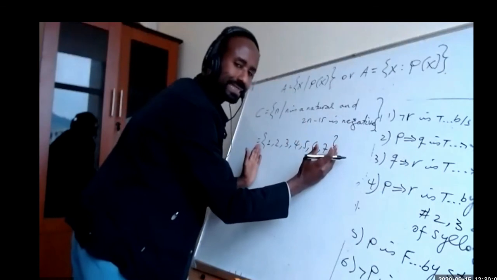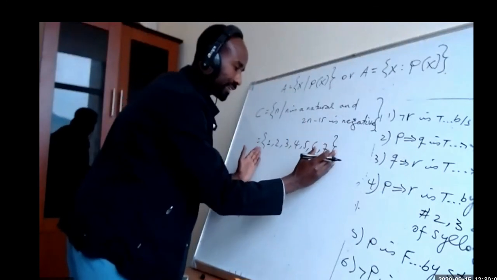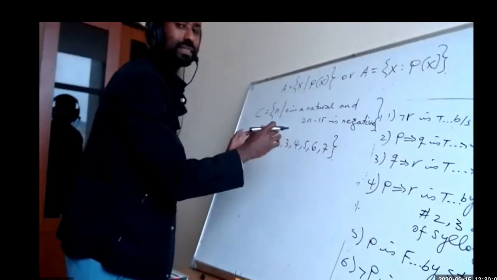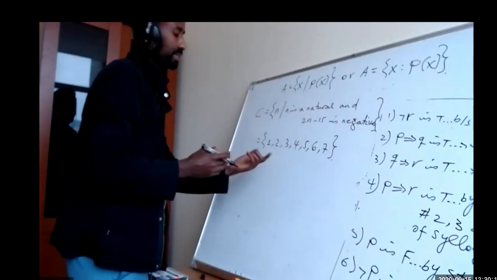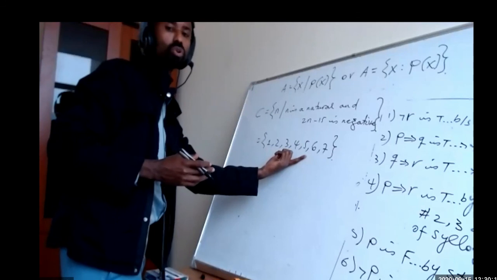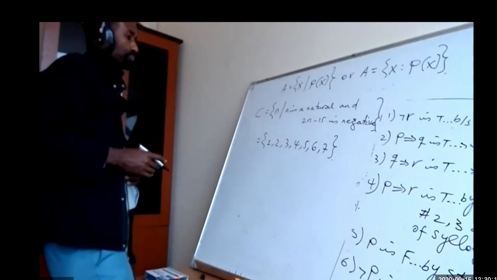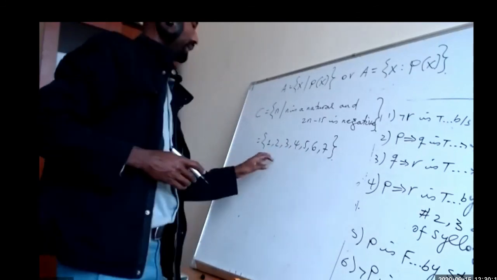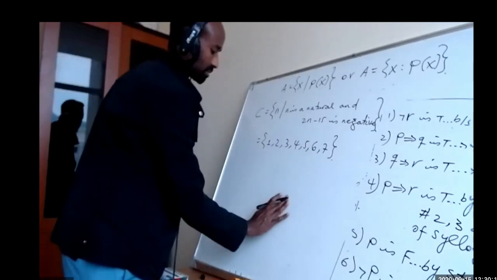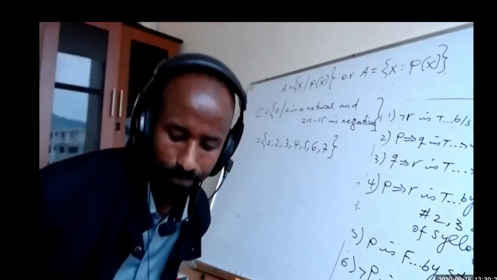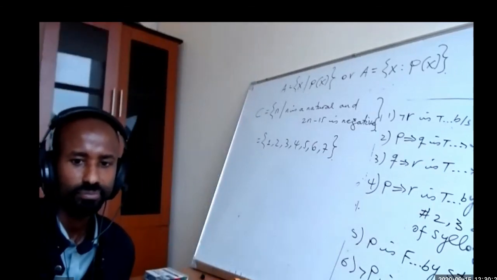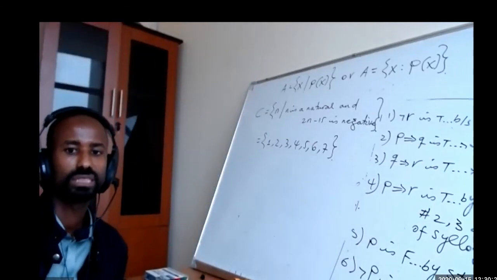And this is the set of natural numbers expressed not in set builder method but in complete listing method, or what we call the roster method. So this is the fourth kind of description of sets.